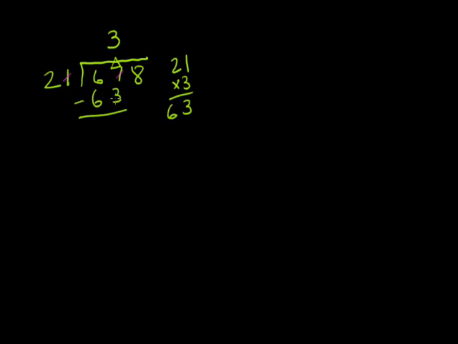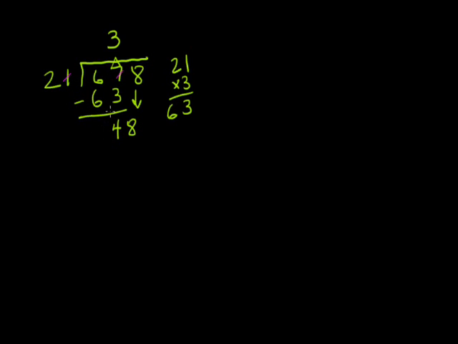7 minus 3 is 4. Now, can we bring something down? Yes, we can bring down the 8. Now we could think again. I won't make the mark this time. You should have seen what I was doing. Now we're dividing 21 into 48.